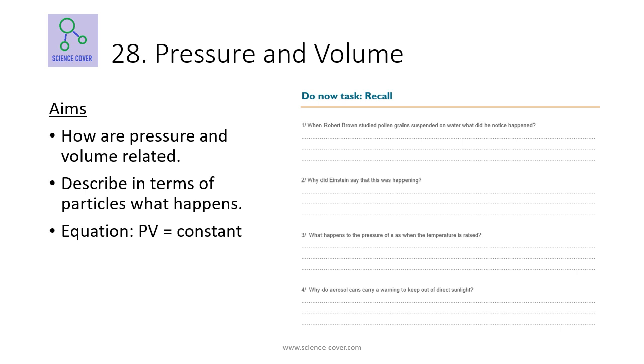Welcome to ScienceCover.com. In this session we look at pressure and volume. We'll look at how the pressure and the volume will be related to each other, describe what happens to the particles when we change pressure or volume, and we'll use the equation that the pressure multiplied by the volume is equal to a constant value.